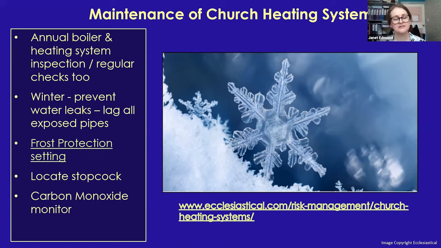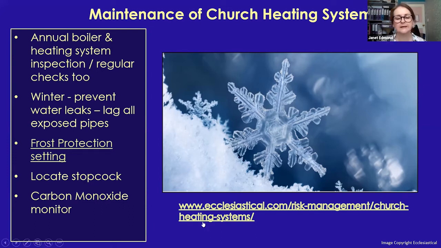Carbon monoxide monitors need their batteries changing regularly, so test them regularly. I think the actual monitors themselves only last for about 5 or 7 years anyway. So if you've had one there for a long time, it might need replacing.